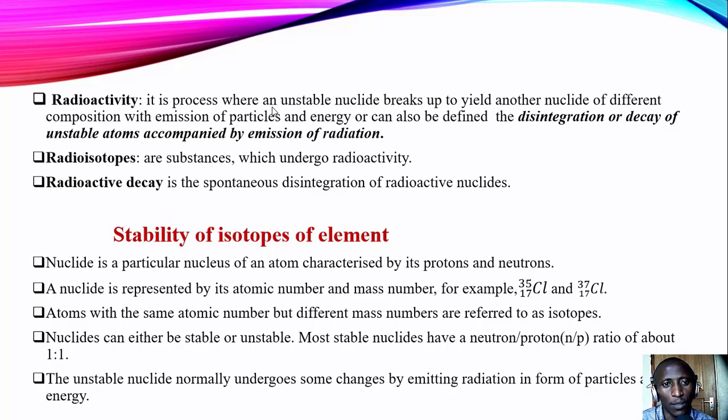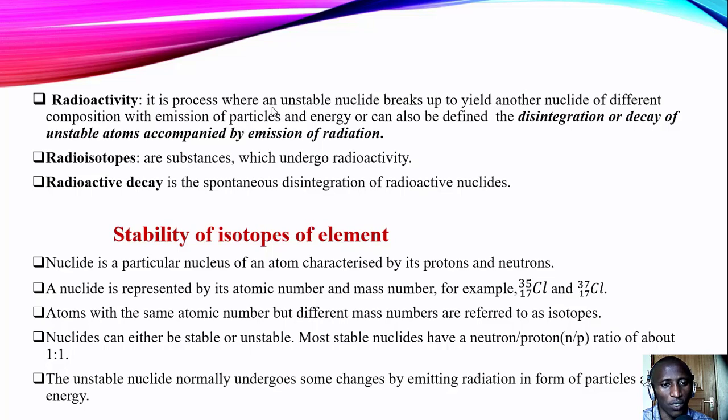What is radioactivity? We say that radioactivity is a process whereby an unstable nuclide breaks up to yield another nuclide of different composition, with emission of particles and energy, and this makes the new element formed, the new nuclide, stable. It can also be defined as the disintegration or decay of unstable atoms accompanied by emission of radiation. What are radioisotopes? These are all the substances which undergo radioactivity. And what is radioactive decay? This is the spontaneous disintegration of radioactive nuclides.